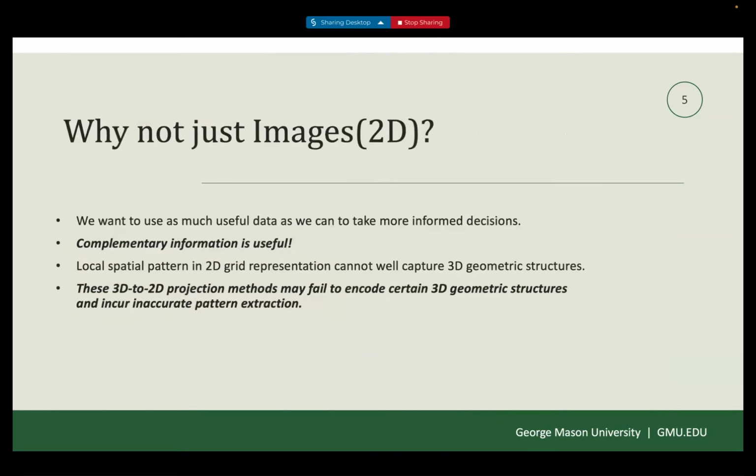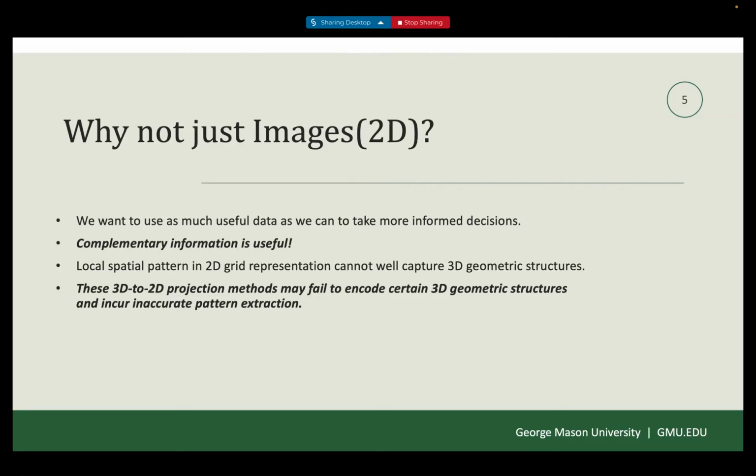And the other background is, if you're doing navigation, why not just use 2D images? Why use 3D or other multimodal sensor data instead of using just images when we could? So first of all, we want to use as much useful data as we can to make informed decisions, because neural networks perform better when they have more data, and they make more informed decisions. So that is one key takeaway.